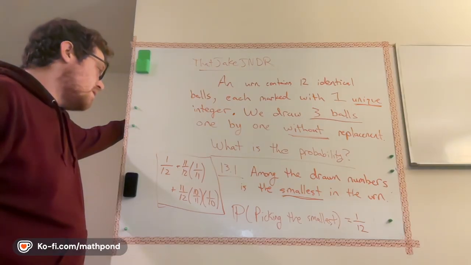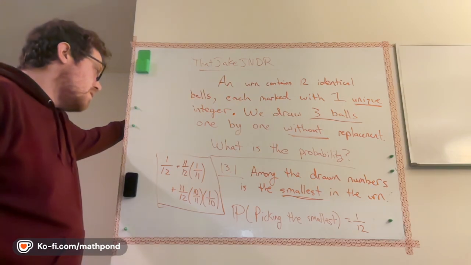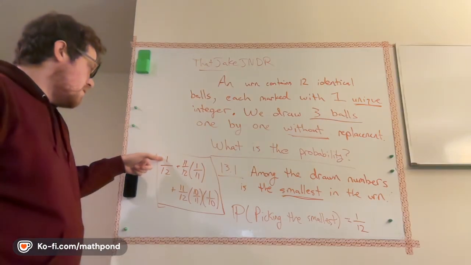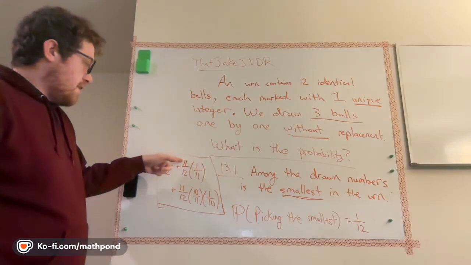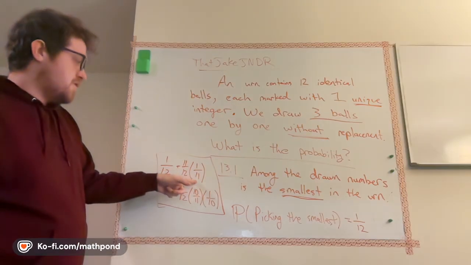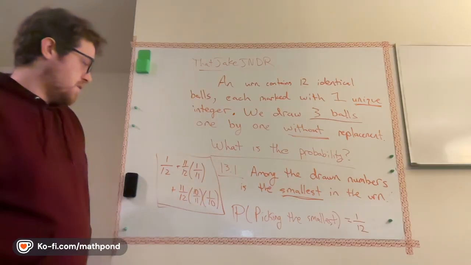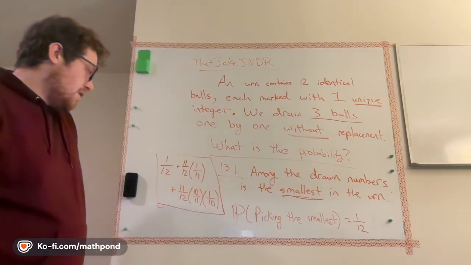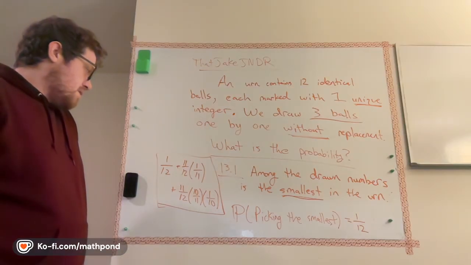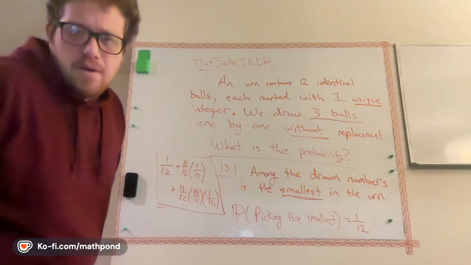Is that right? So 1 out of 12 chance to get it on the first one. If I don't get it, it's an 11 out of 12 chance, and then I have to get it on the second one. That's a 1 out of 11 chance, or I have to get it on the third one. That's a 1 out of 10 chance. I think that's right. I don't think that adds up to 1/4 though.